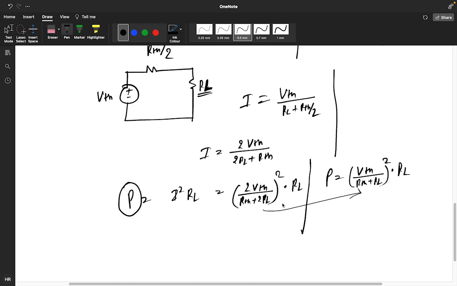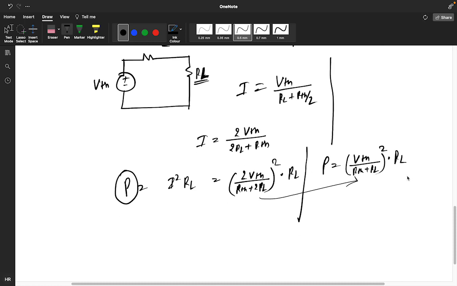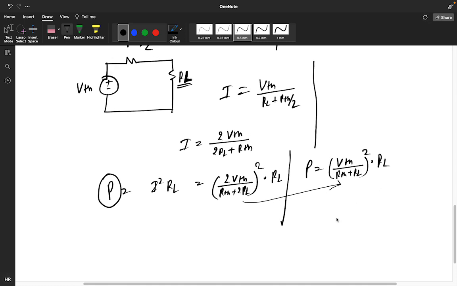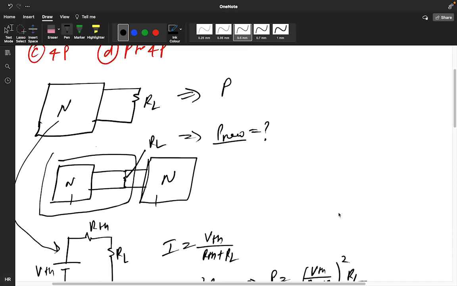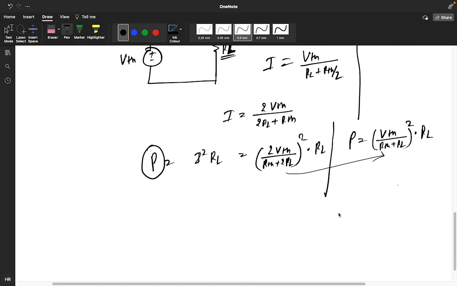Even if your RL value is 0, if you put the RL value, it won't be 0. Suppose you are considering your RL value as 1. If you put the RL value as 1, you will get VTH divided by RTH plus RL the whole square. So the value will fluctuate between P to 4P, between P to 4P.